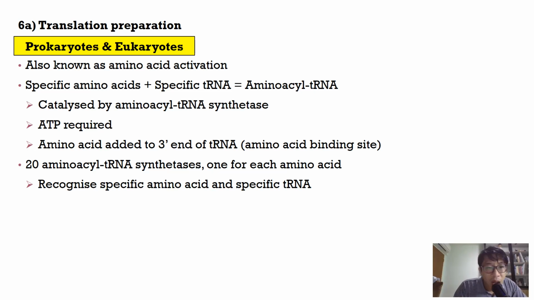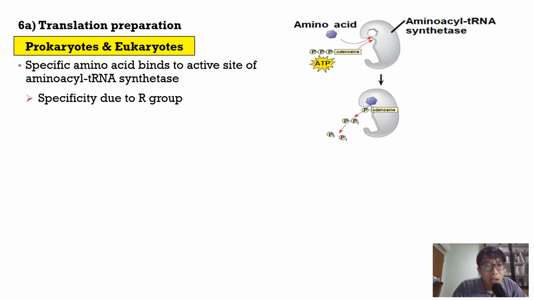Okay, so during the process, the amino acid would bind to its specific enzyme, which recognizes the amino acid through the R group. Because the amino acids only differ in their R groups, the active site should be able to recognize the different shape of the R group.